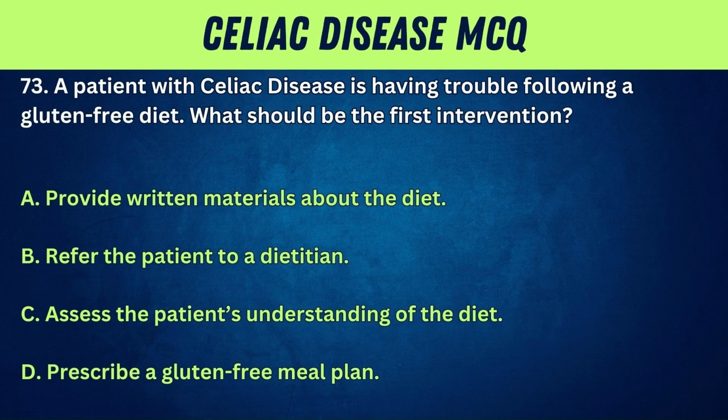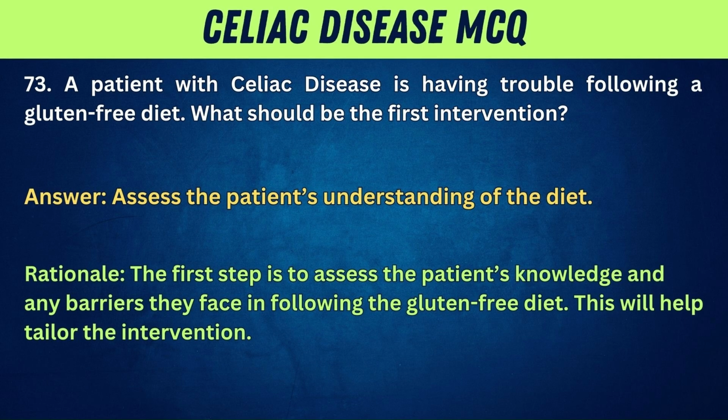73. A patient with celiac disease is having trouble following a gluten-free diet. What should be the first intervention? A. Provide written materials about the diet. B. Refer the patient to a dietitian. C. Assess the patient's understanding of the diet. D. Prescribe a gluten-free meal plan. Answer: assess the patient's understanding of the diet. Rationale: the first step is to assess the patient's knowledge and any barriers they face in following the gluten-free diet. This will help tailor the intervention.